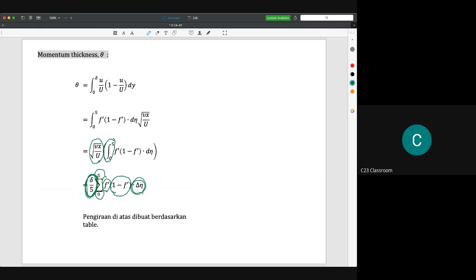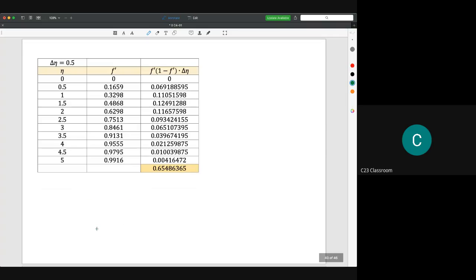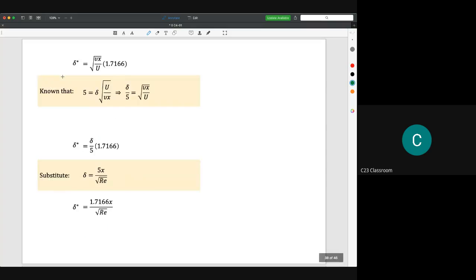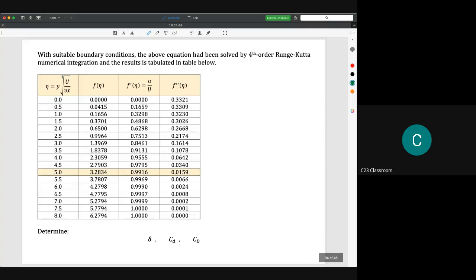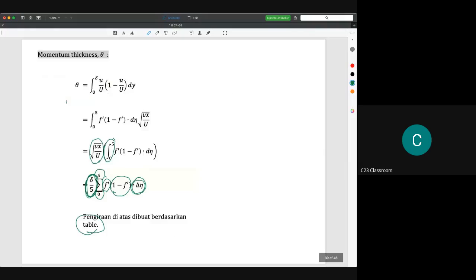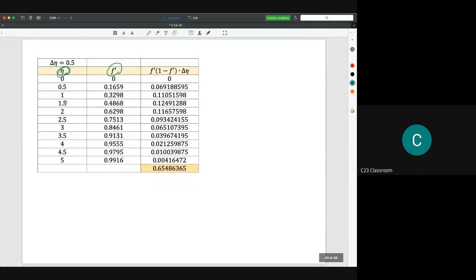Okay, the best way is we create a table. So let's say we have eta here, we have f prime, and we have f prime times 1 minus f prime times delta eta. For eta, we found that we have 0, 0.5, 1, 1.5. It's taken from the table. So we have 0, 0.5, 1 and so on until 5. So we take all the values. And then we take all the values of f prime.